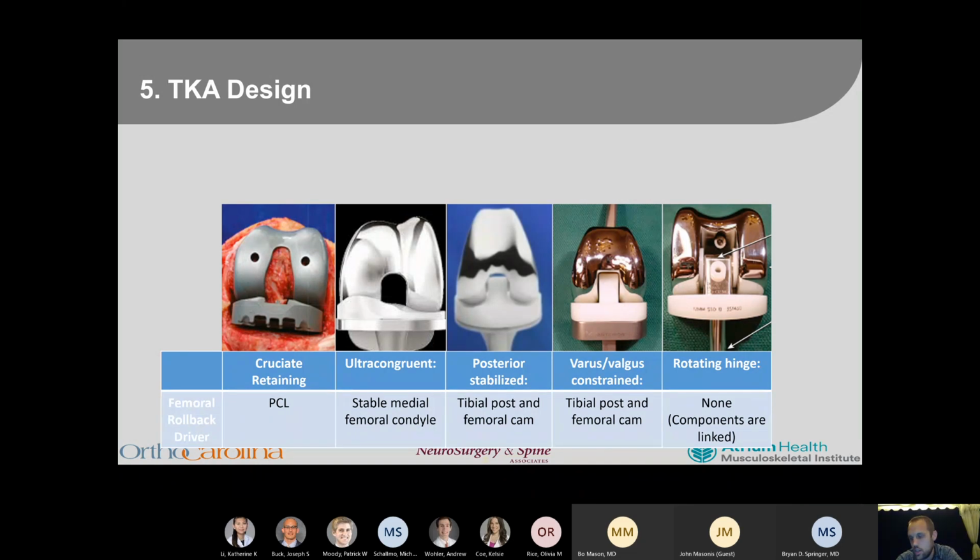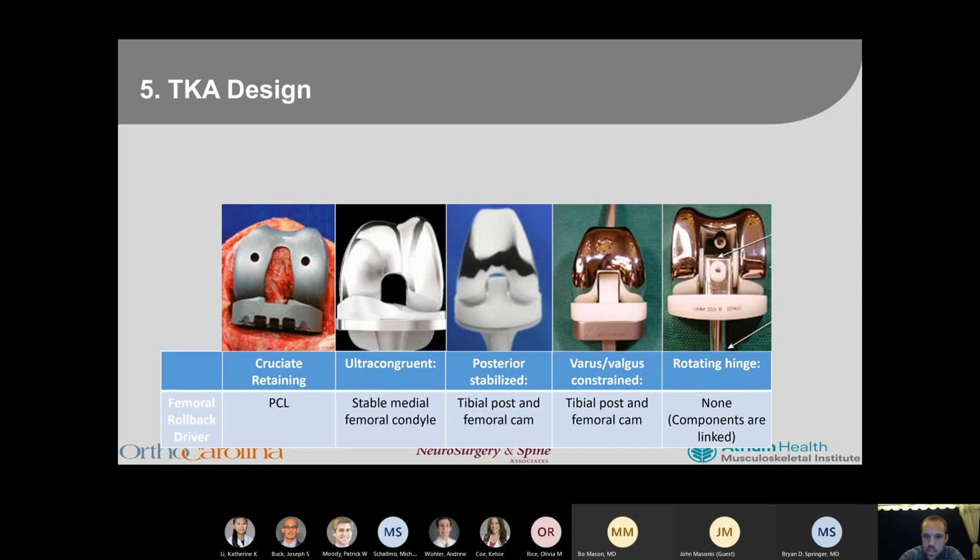On an ultra congruent, other terms for this would be like a deep dish type of implant. What you're looking at there is almost like a shelf, and another term for that would be highly congruent. So that highly congruent medial side is going to drive your rollback there, because the medial side is not going to move as much. Whereas you can see obviously on the lateral side here, it doesn't have that big shelf that's kind of holding things in place.